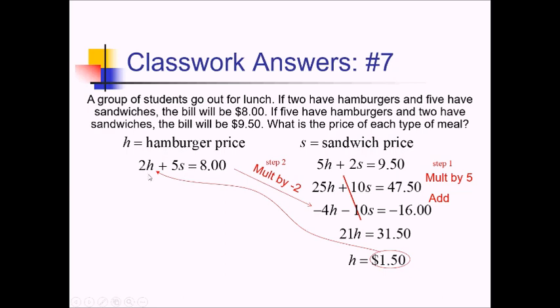So we have 2 times 1.5, which I know is 3, so that works out nicely. If I subtract that from 8, now I have 5S equals 5. Dividing by 5, we find the price of a sandwich to be only $1. Boy, these are like 1940s prices or something.